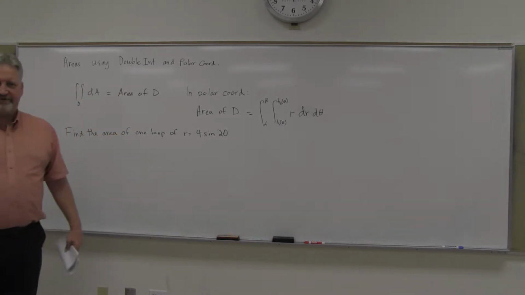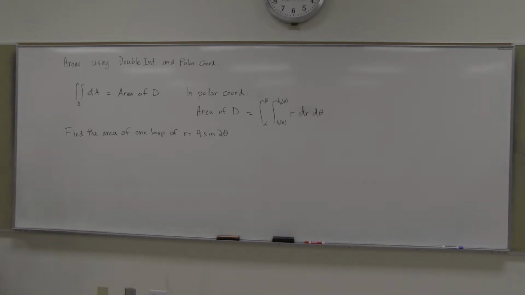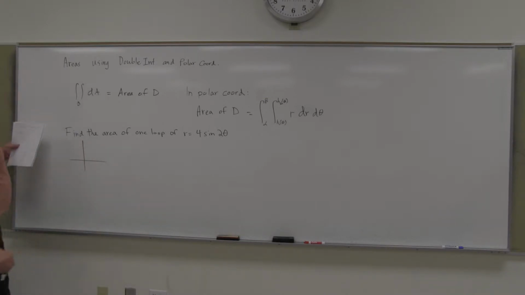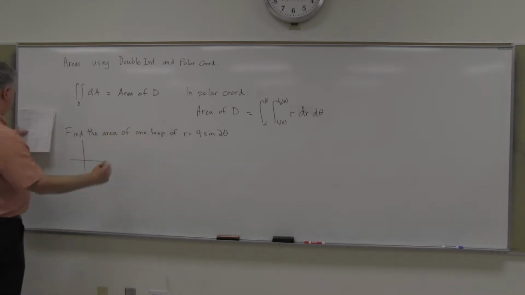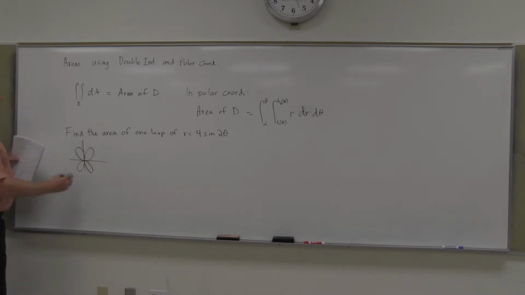You might have to pull out the old calculator again and graph these again, figure those out again. But it turns out this in polar, 4 sine 2 theta, is the four-leaf rose, I think they called it. Those are supposed to be symmetrical, excuse my drawing, but they want us to find the area of one loop here.